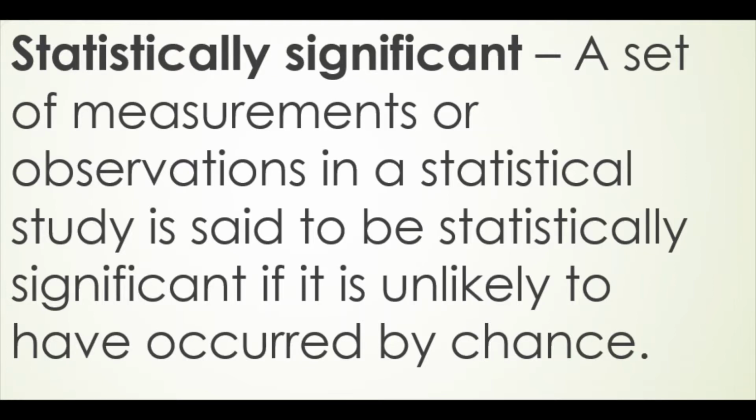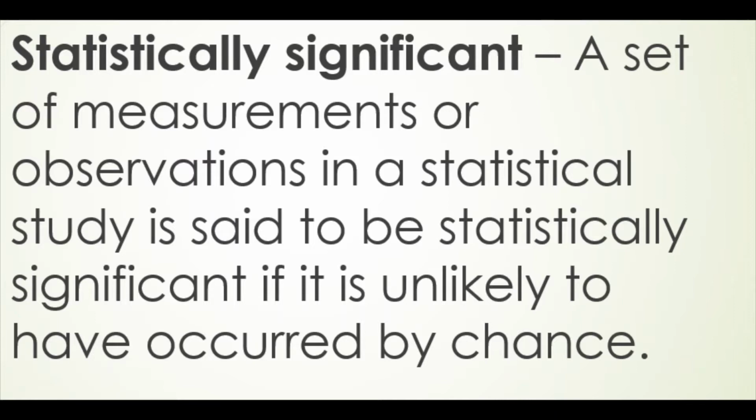A set of measurements or observations in a statistical study is said to be statistically significant if it is unlikely to have occurred by chance. So, for example, if I flip a coin 100 times and I get 54 heads and 46 tails, we're not going to say that that's evidence that the coin is unfair, that it favors heads over tails. We're going to say instead that that's just a coincidence. It was just chance that we got a few more heads than tails.